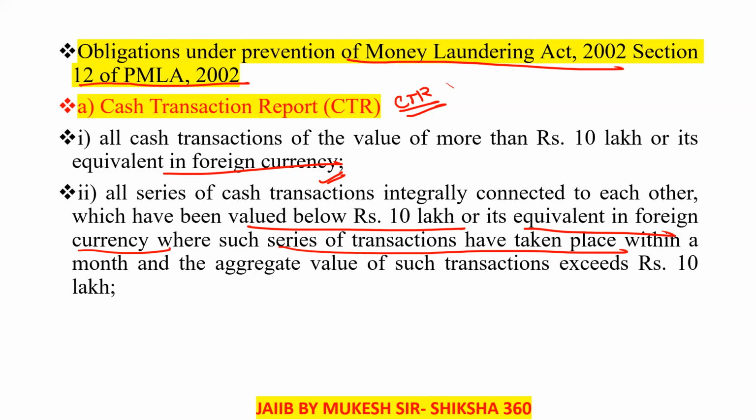All these transactions, like 99,000 or 49,000, are in large number, and the aggregate value of such transactions within a month exceeds rupees 10 lakh. That we have to report also. So either a transaction of 10 lakh or more, or cash transactions integrally connected to each other, where each transaction is less than 10 lakh but in aggregate it becomes 10 lakh.